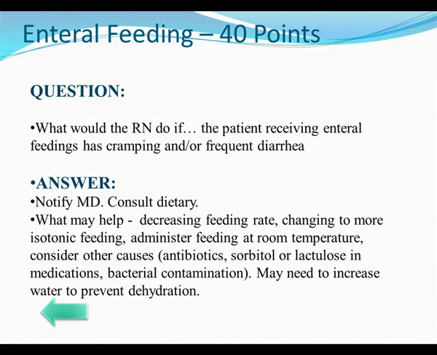What may help? Decreasing the rate. Sometimes people are just getting too much too fast. Changing to a more isotonic feeding. Some are more hypertonic than others. The hypertonic fluids are going to pull water into the bowel. So if somebody's having diarrhea, you need something that's more isotonic, like Isocal. We used to give Isocal a lot. Administer feedings at room temperature. You may not think about it, but a lot of these hospitals will refrigerate their enteral tube feedings until it's time to put them up.